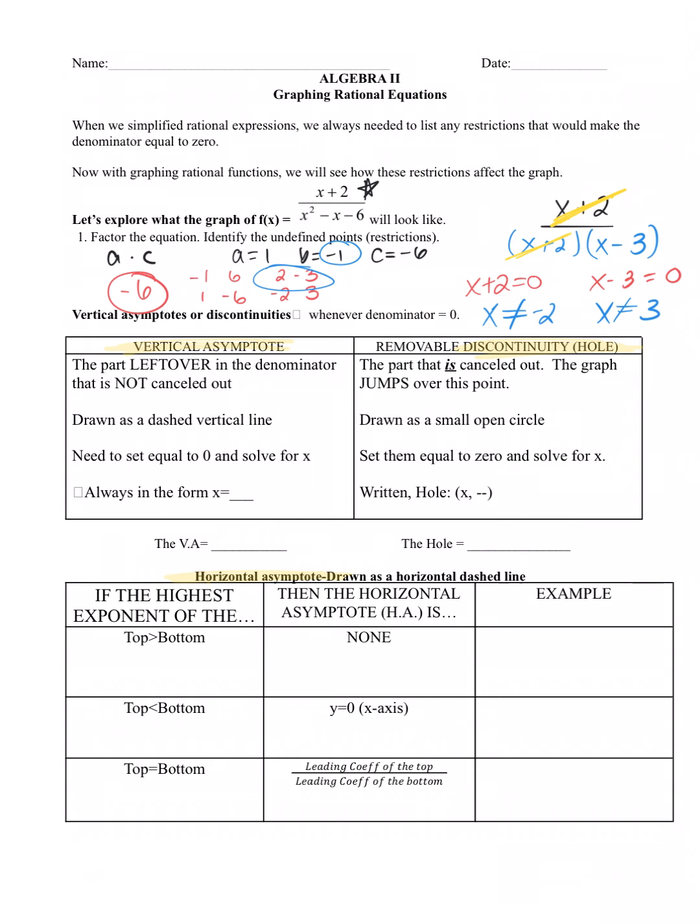From here, the first thing we're going to talk about is a vertical asymptote. What a vertical asymptote is, is the leftover part of the denominator that is not canceled out. So what I want you to do is underline not canceled out, because that's important. How we draw a vertical asymptote on a graph is a dashed vertical line, which just goes like this. Vertical meaning up and down, and it's going to be somewhere on our graph, okay?